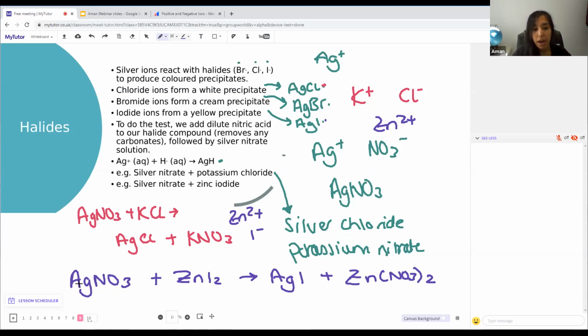At the moment, we have 1 silver, 1 silver, 1 nitrate, 2 nitrates. So first of all, we need to make this 2 to make it 2 nitrates. And then if we have a look, we've made 2 silvers now, so we need to make sure our silvers balance. And then now we've got 2 silvers, 2 silvers, 2 nitrates, 2 nitrates, 1 zinc, 1 zinc, 2 iodines, 2 iodines. So that's your fully balanced equation for silver nitrate and zinc iodide.